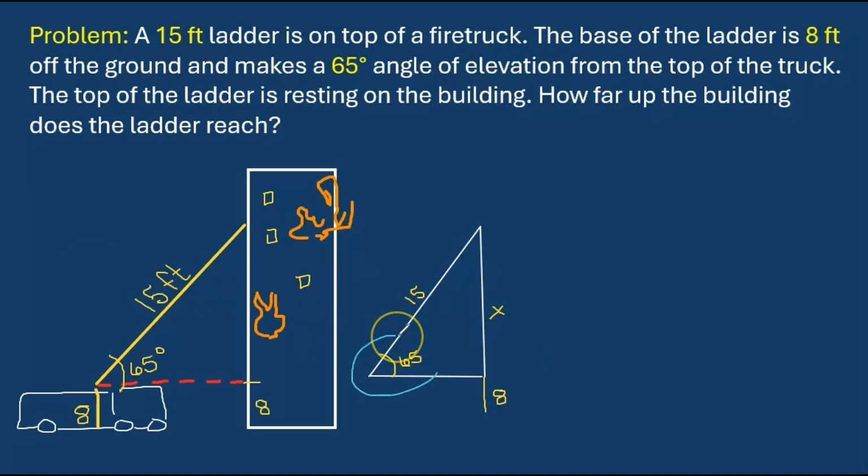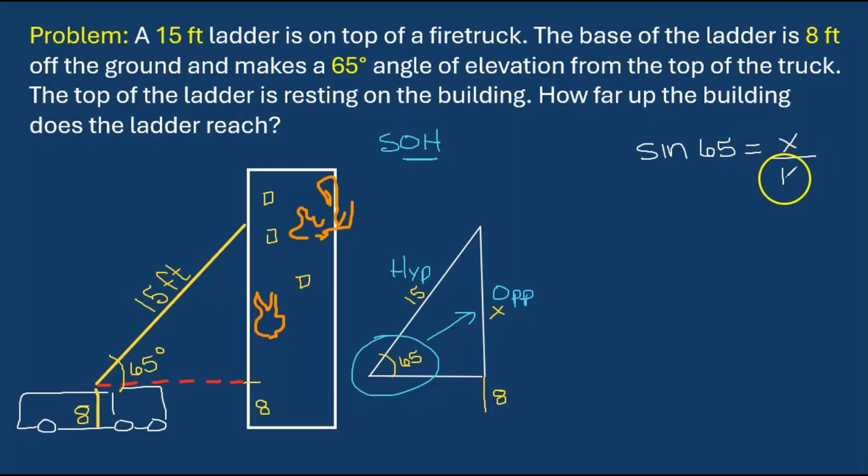Again, we're going to orient to this angle. We have a hypotenuse, and we also have an opposite. That's the SO in our SOHCAHTOA. Opposite over hypotenuse tells us that we need to use sine. So we're going to use the sine of 65 equals x over 15. Now we're going to solve for x. We'll multiply 15 on this side and this side, which leaves us with x equals 15 sine of 65.